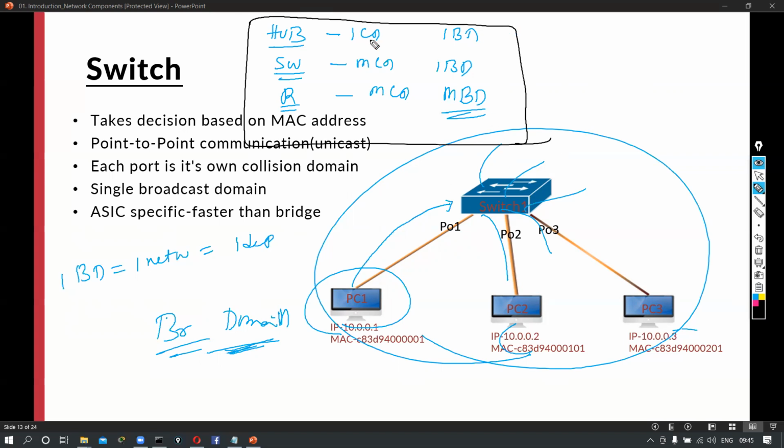In the hub, one broadcast domain and one collision domain. Okay. In the switch, multiple collision domains and only one broadcast domain. In the router, multiple collision domains and multiple broadcast domains.